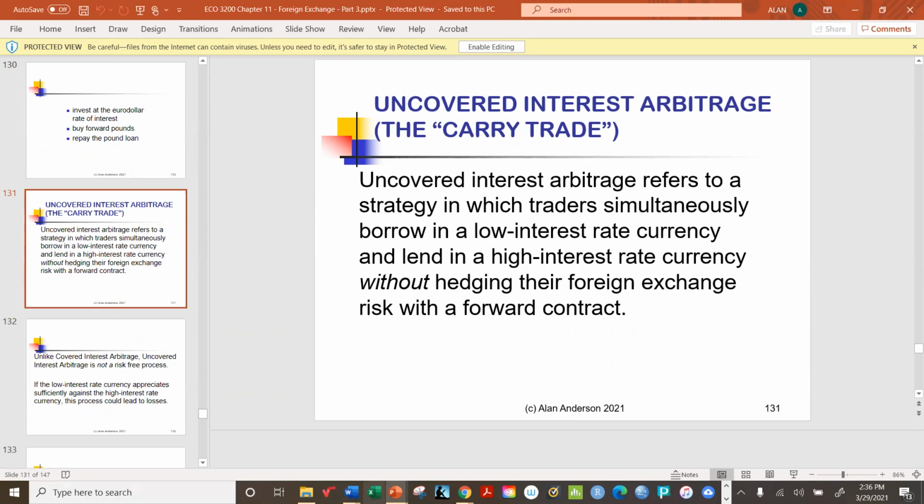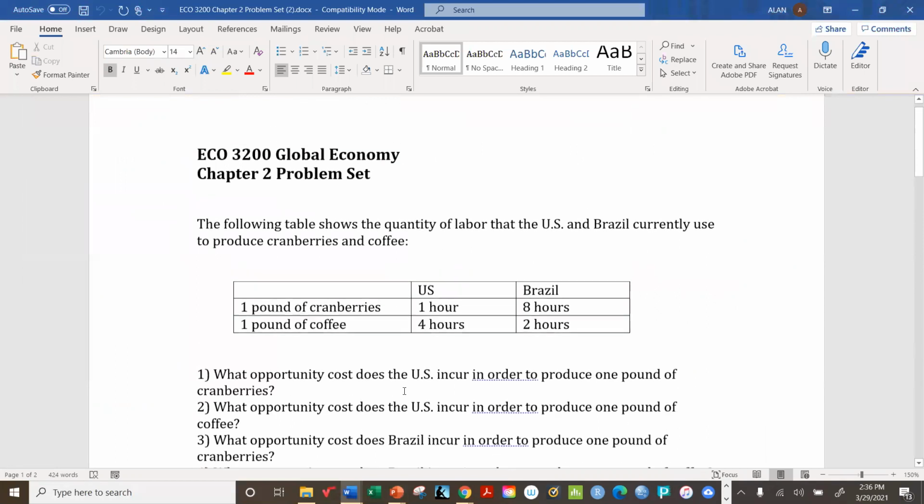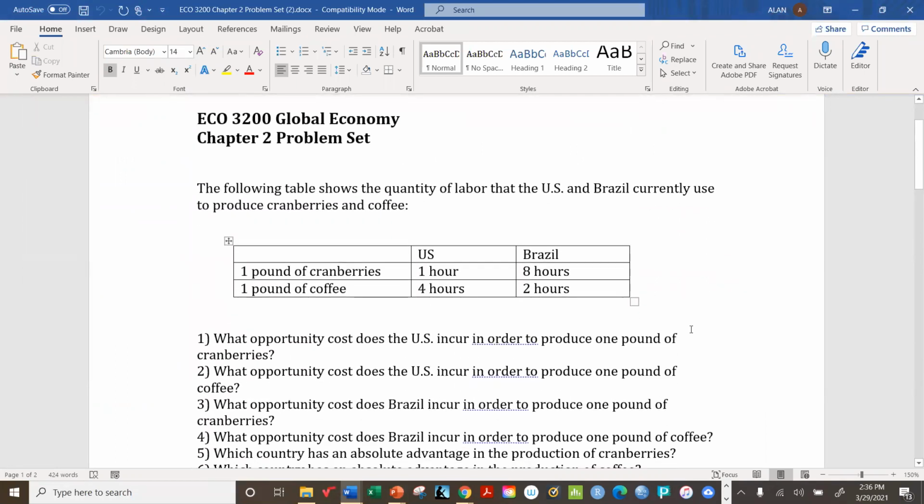All right, so let me get this open again. The chapter 2 problem set, the new one, has the US and Brazil, and each one has the capability of growing cranberries and coffee. But we're going to assume that the soil and the temperature in the US are better suited for cranberries than in Brazil. Brazil is a tropical climate. Cranberries grow well where it's cold and where the soil is very sandy, so it's a crop that wouldn't grow particularly well in Brazil, but it does grow very well in the United States.